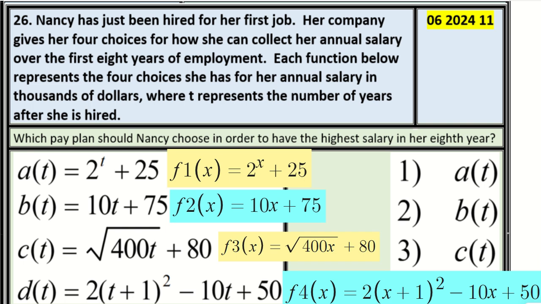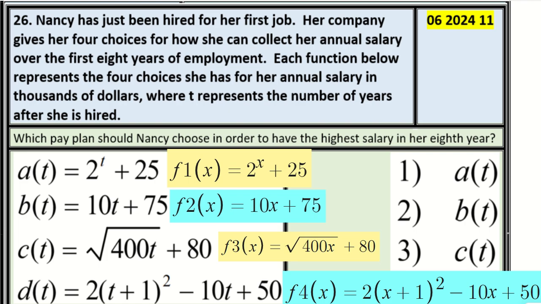Okay, question 26. Nancy has just been hired for her job. Her company gives her 4 choices for how she can collect her annual salary over the first 8 years of employment. Each function below represents the 4 choices she has for her annual salary in thousands of dollars, where T represents the number of years after she is hired. Which plan should Nancy choose in order to have the highest salary in her 8th year?